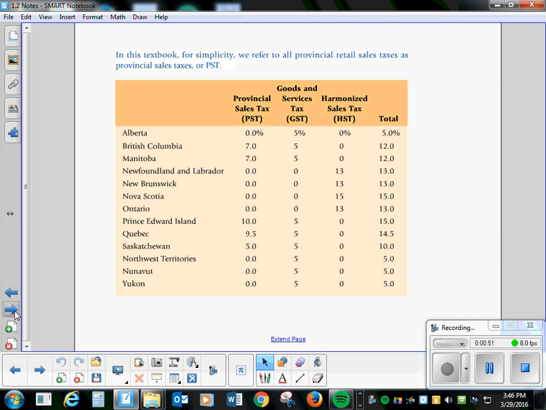So here's something to refer back to. It goes by province. Some provinces pay PST and GST, some pay just HST, some just pay GST and no PST. So if you look at Saskatchewan, we pay 5% PST and 5% GST for a total of 10. I'm not going to go through all of those, but you can refer to them if you need them later on.